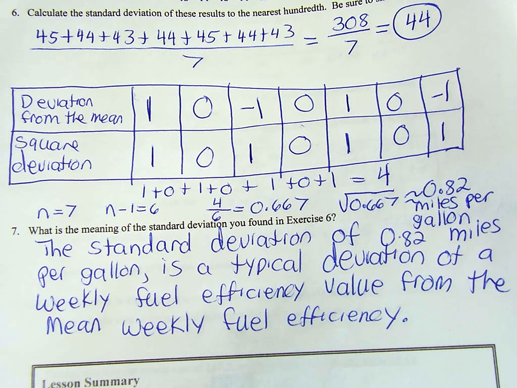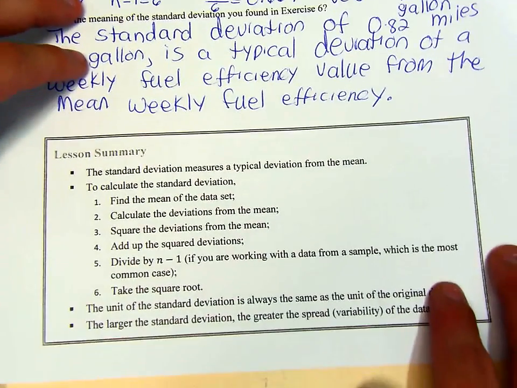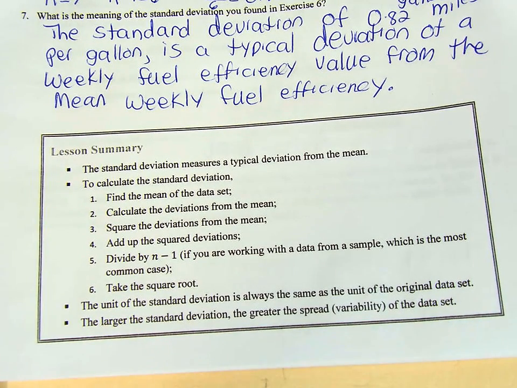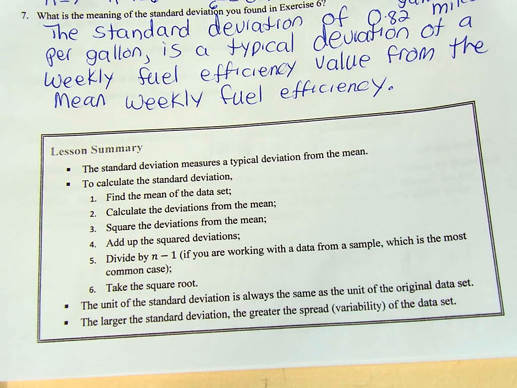Okay, so anytime we find the standard deviation in a problem, it's always a typical deviation of whatever we have from the mean of whatever we have in the problem. Okay, so let's look at this lesson summary. So it says the standard deviation measures a typical deviation from the mean. So that's what I just said. So anytime we have standard deviation, it measures a typical deviation from the mean, or how much change we have, or how far away we are from the mean.